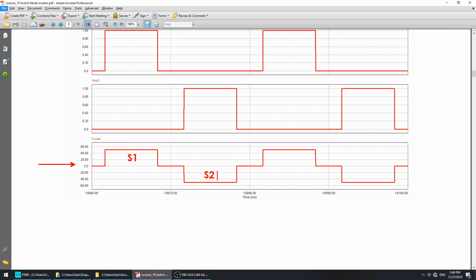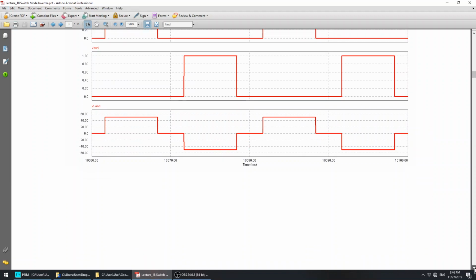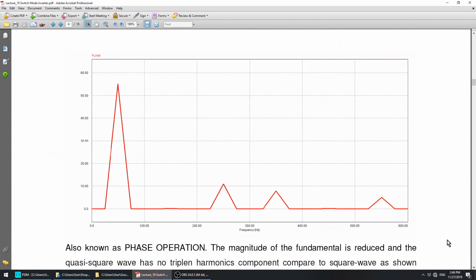So you have a quasi square output, and therefore when you look into the harmonics of the quasi square waveform, you're going to get this sort of harmonic spectrum. You have the fundamental component, and we can calculate the amplitude of the components by using 4 times half of the input voltage, divided by n pi, multiplied by cos n pi over 6, right?